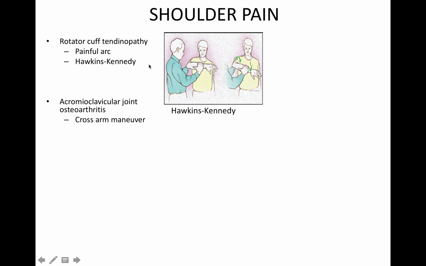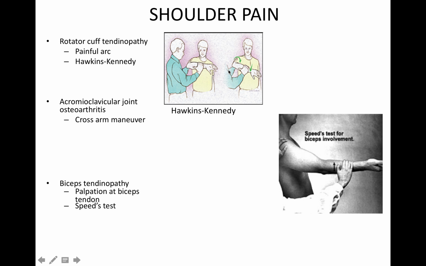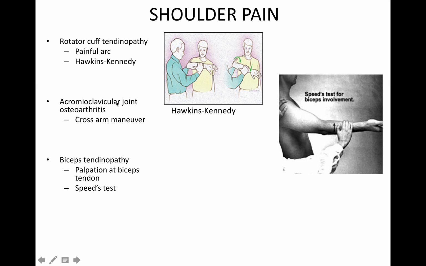Also, Hawkins-Kennedy maneuver. The person in green is the examiner. So the patient has their arm kind of stretched out, elbow bent, and the arm kind of folded across the chest. What you want to do is internal rotation at the shoulder, which means you bring that hand down. As you bring the hand down and internally rotate at the shoulder, it causes discomfort.